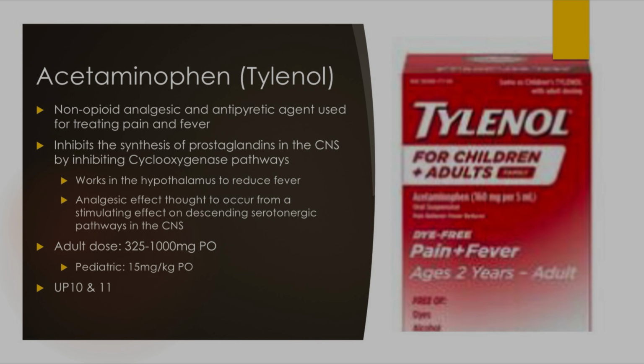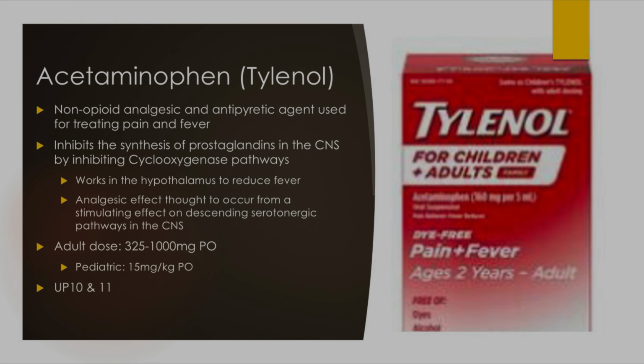One key action occurs in the hypothalamus, where it reduces prostaglandin E2 and lowers fever. Its analgesic effect may also involve activating descending inhibitory serotonergic pathways, essentially enhancing the brain's natural pain control system. Because it works centrally, it doesn't provide local anesthetic effects and won't address inflammation in the same way NSAIDs do.